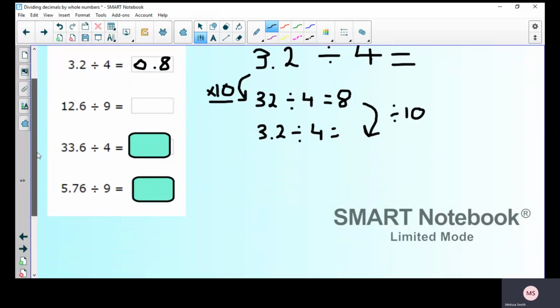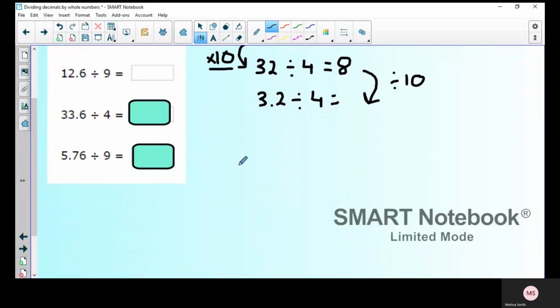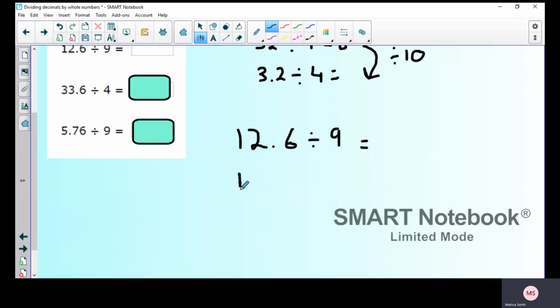Let's have a look at this one. 12.6 divided by 9. So you should be thinking to yourself, how do I turn my decimal number into a whole number? What is that going to become? Well, it will become 126. What did I do there to 12.6 to get 126? Multiplied it by 10.